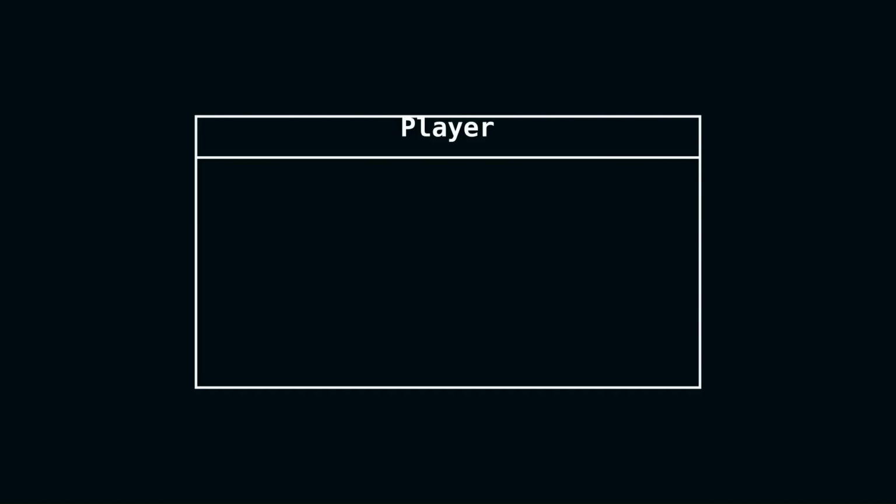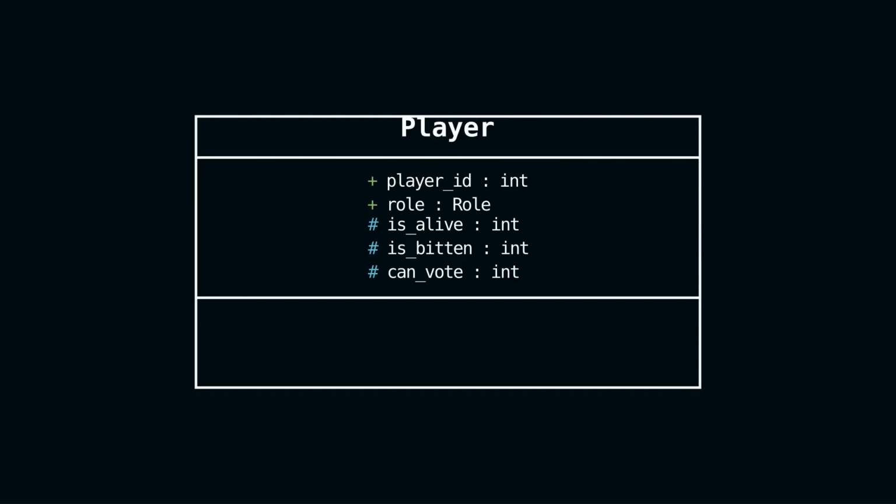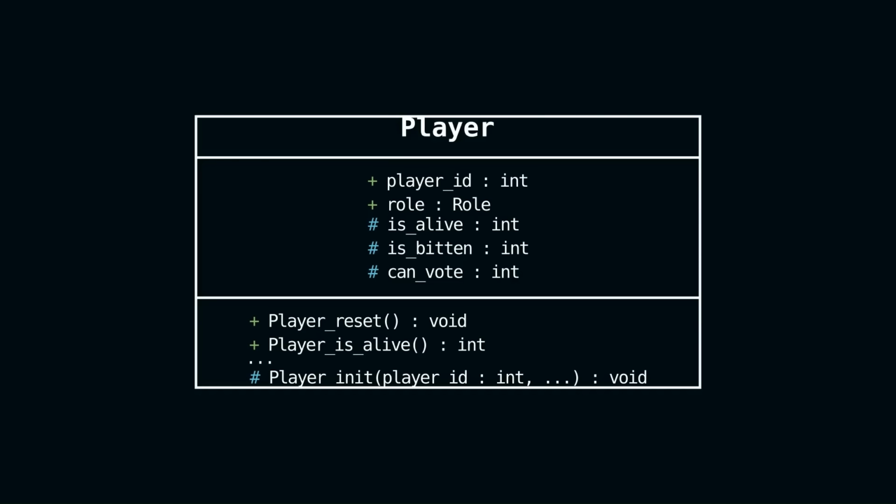Inside the player object, we want player ID, role, is alive, 1 if they're alive, 0 if they're not alive, and some round specific properties, is bitten and can vote. And then we want our C equivalent of public methods to get and or write to some of these values. Remember, this means the prototype should be included in the player.h header file. These functions will be the same for every player subtype.